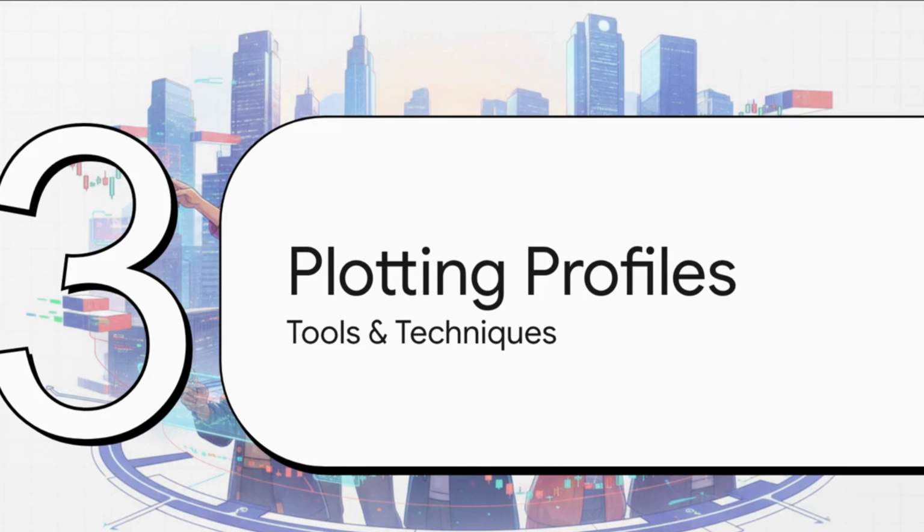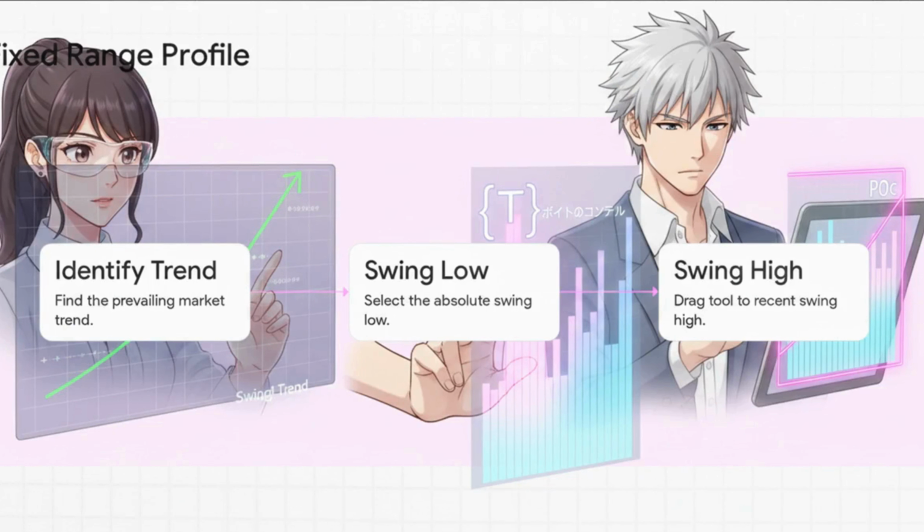Okay, let's get practical with section 5, how to plot profiles. Professionals have a few main ways they pull this data, depending on their style. The most precise method is the fixed range profile. This is where you manually tell the tool exactly which battle you want to analyze.